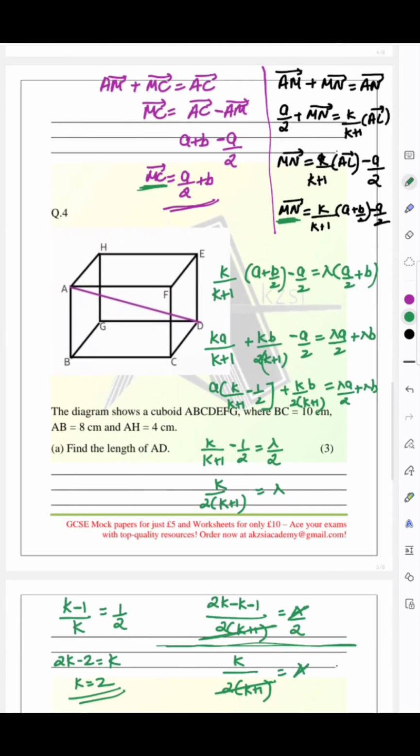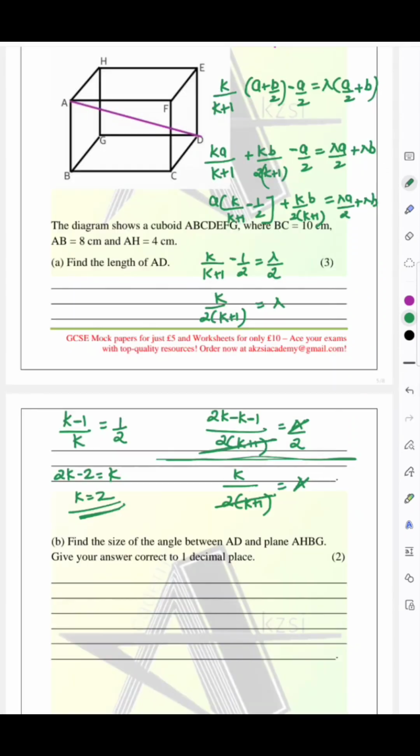If it's not clear, you just have to understand that we have compared the coefficients, and these two are simultaneous equations. This is equation 1 and equation 2. We can solve them, and if you are more comfortable with the elimination method, you can solve with that as well.